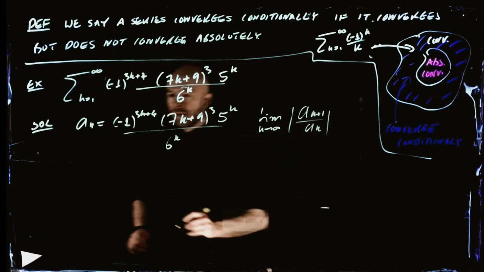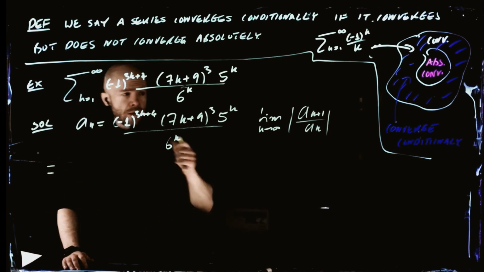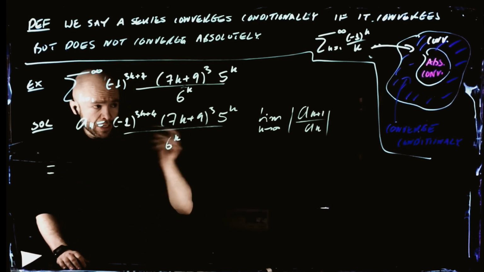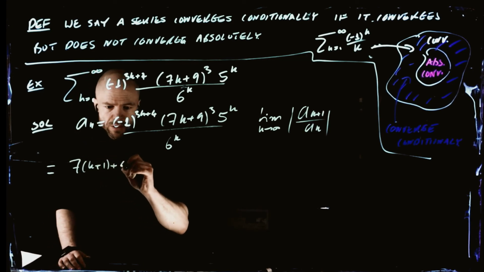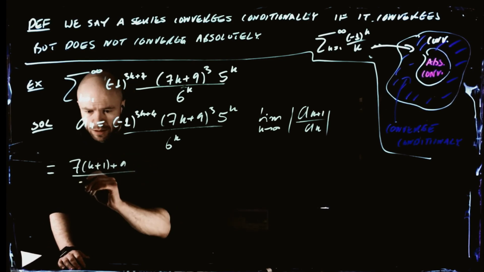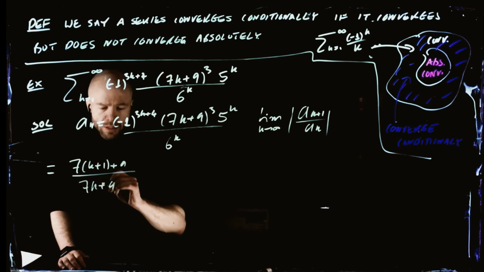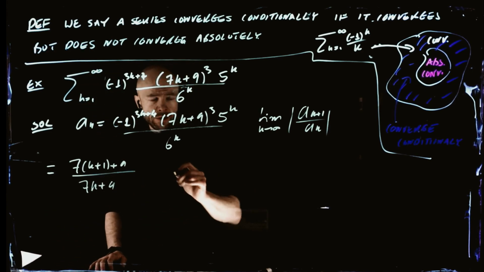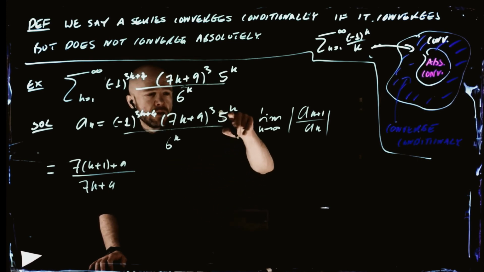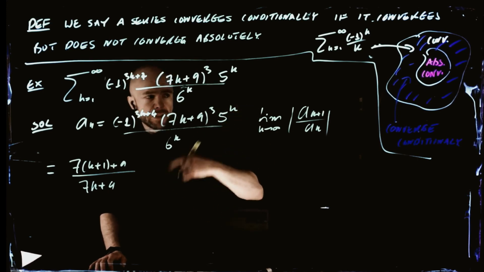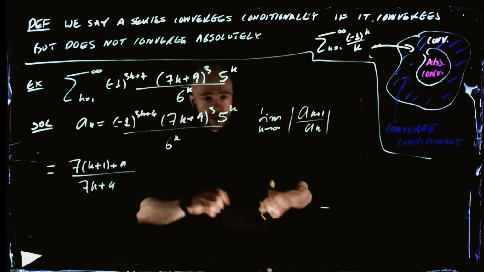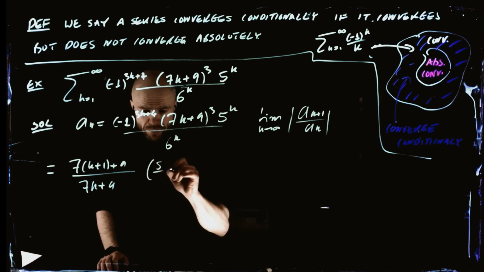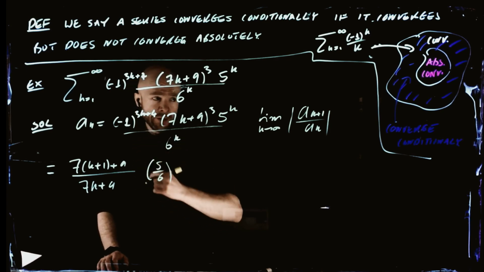Okay, and then what happens? Well, these minus signs just vanish. We don't care about them. We're going to have 7 to the k plus 1 plus 9 over 7 to the k plus 9. And we are going to have 5 over 6 to the k plus 1 over 5 over 6 to the k, which will just give us 5 over 6, like this, right?